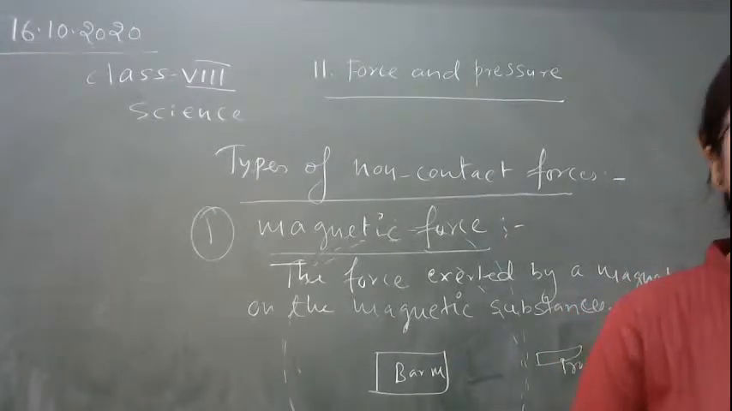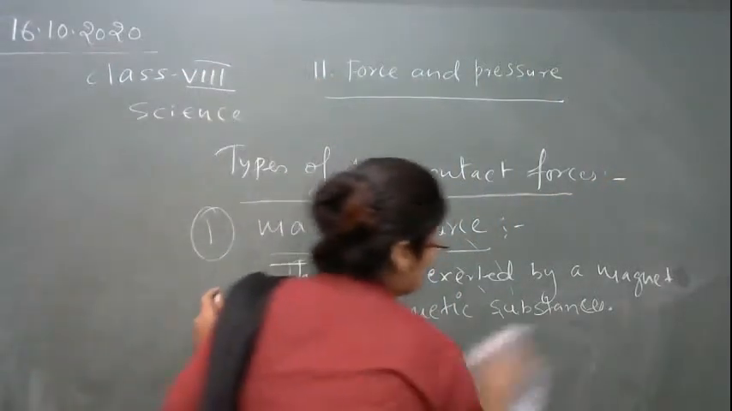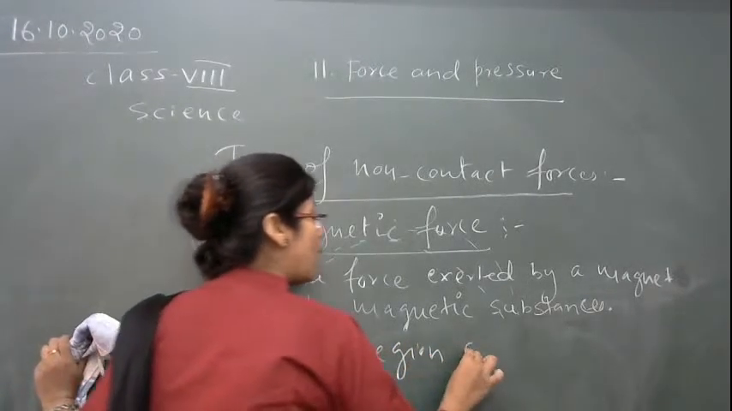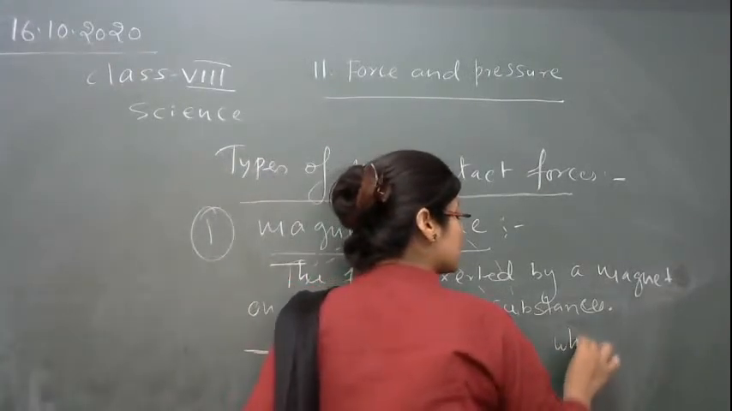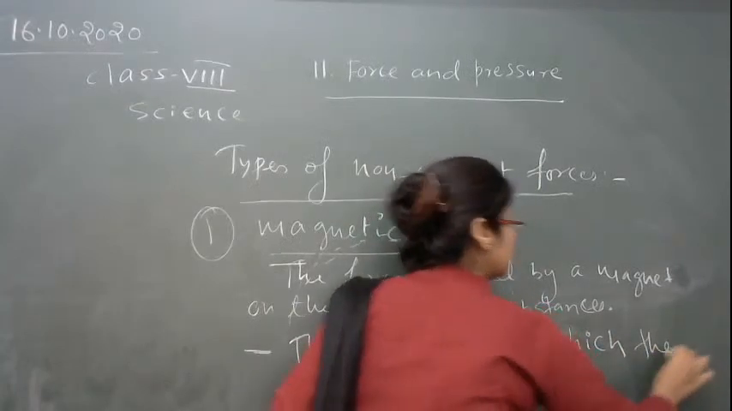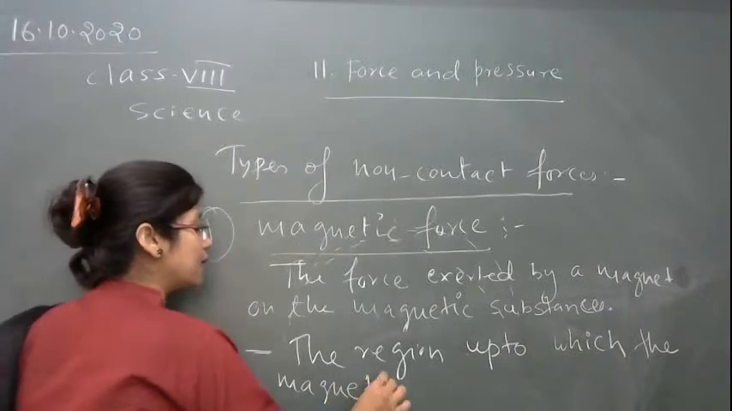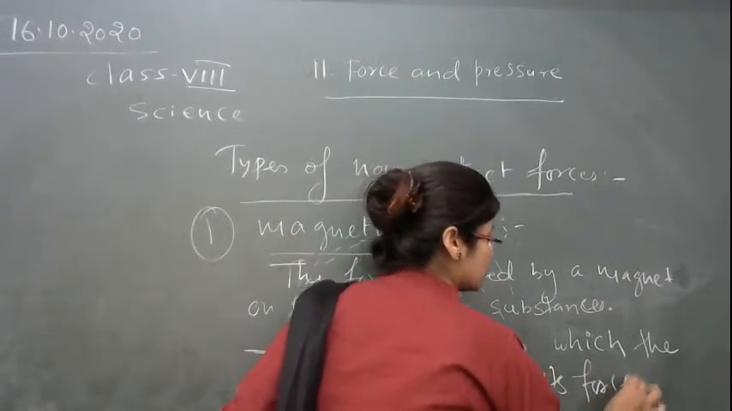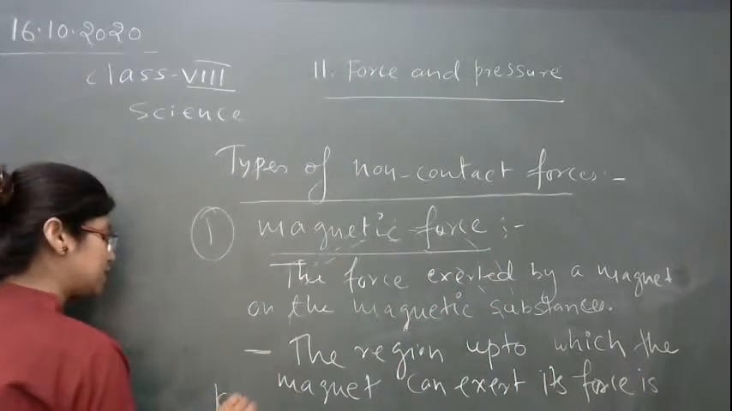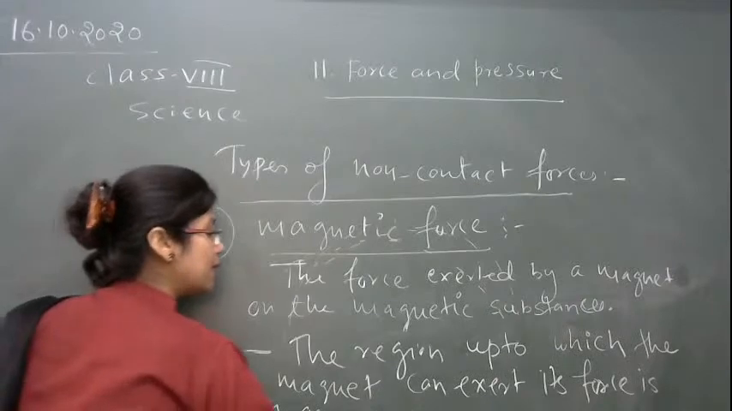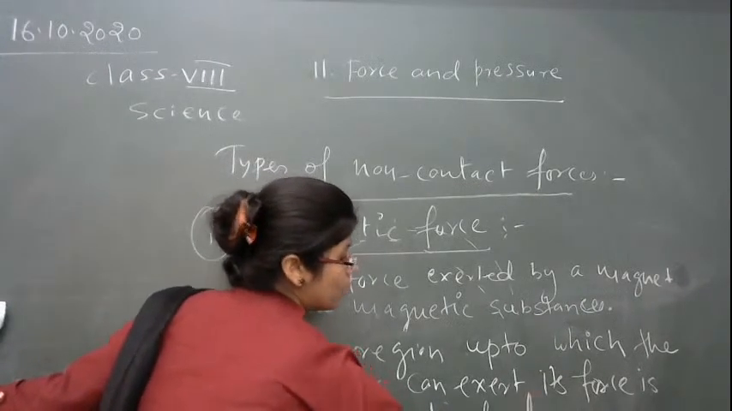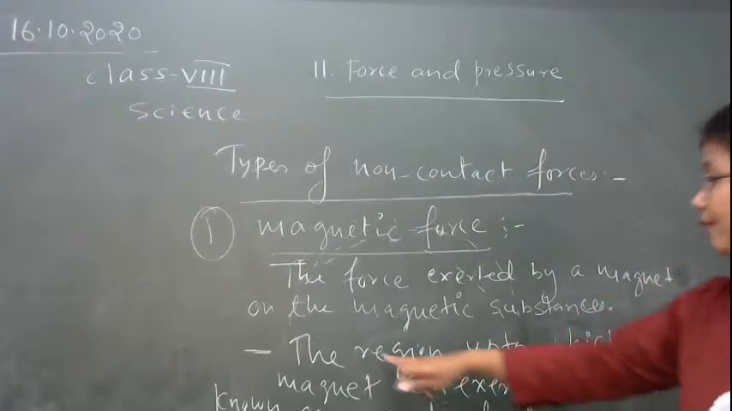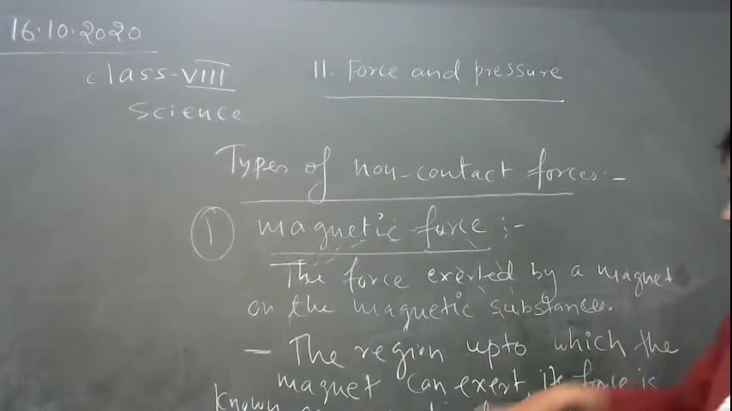And after this, you can mention one important point: the region up to which the magnet can exert its force is known as the magnetic field. These parts are very important, whether mentioned or not, but you should know about these things, dear. The region up to which the magnet can exert its force is known as the magnetic field.